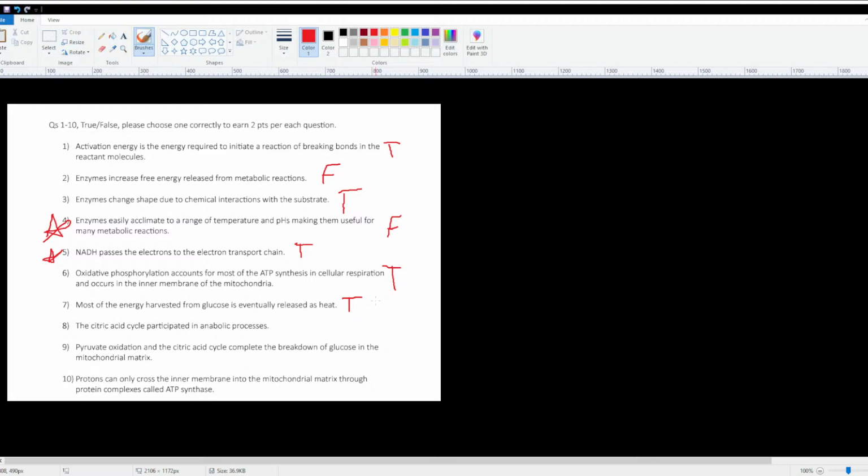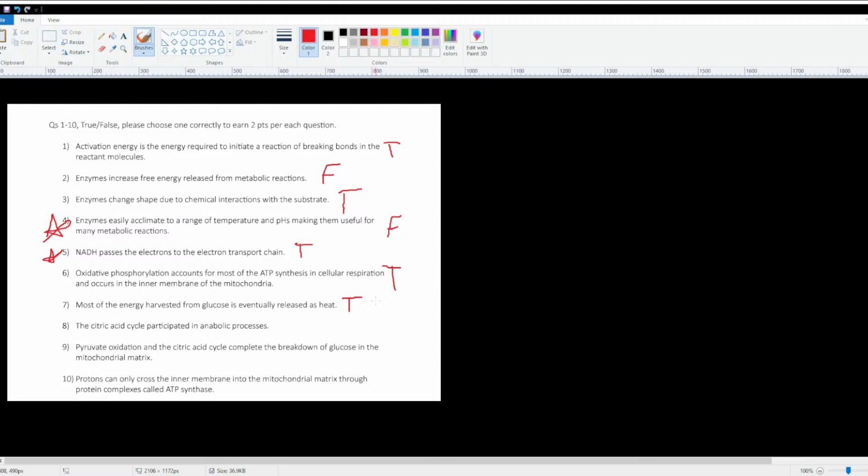That is true. We just think about the thermodynamics of everything. If we break down a bunch of glucose, eventually some of that energy we harvested from glucose needs to be released as heat, because we can't.